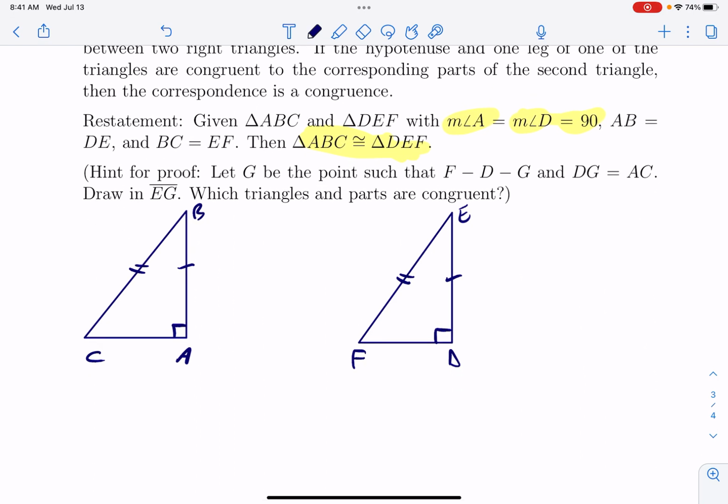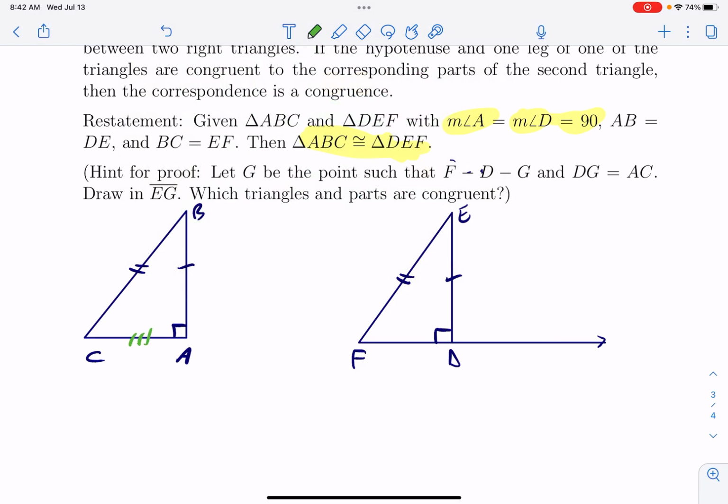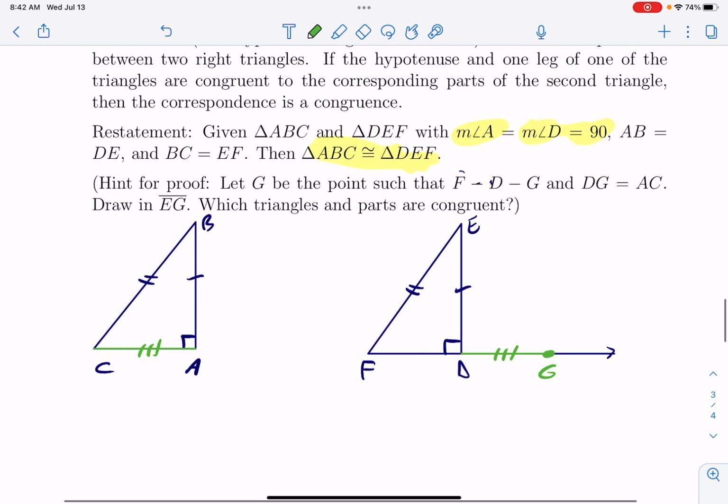We're going to choose a point G so that D is between F and G, and DG equals AC. So what I'm going to do is extend this line. We know this line goes on forever. I'm going to measure the distance from A to C, and then I'm going to measure the same distance over here. And wherever that lands me, I'll call that G. So this distance from A to C is the same as this distance from D to G. I can do that by the ruler postulate. However far I want to go, I'm allowed to go that far. And I'm going to draw in segment EG.